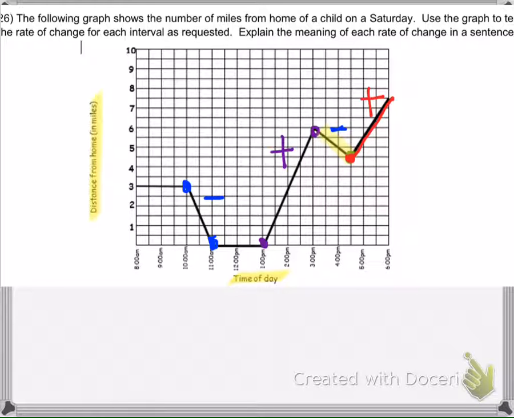Remember, we also talked about that anytime you have a horizontal line, or in this case segment, it has a rate of change of 0.